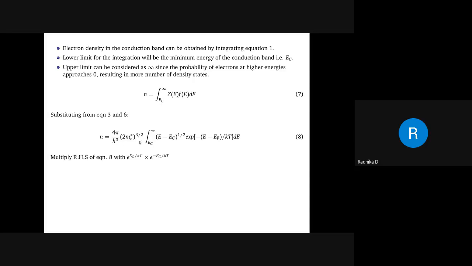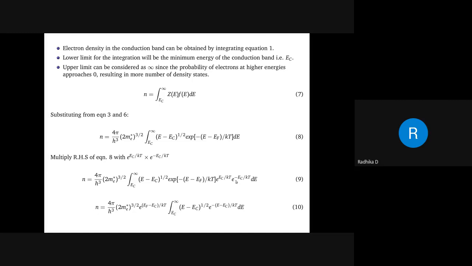Next, you need to remember to multiply within the integral by e to the power of EC by kT into e to the power of minus EC by kT. Another way to say it: multiply and divide by exponential EC by kT. Then you will get this product inside the integral. After that comes a small rearrangement. You take out e to the power of minus EF by kT, which becomes plus EF by kT. Then there is a minus EC by kT; take it out and combine them both together.